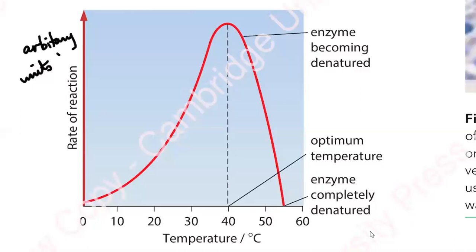Since an enzyme has a tertiary structure, once we give it excess heat, more than what it needs, the tertiary structure is broken down, the bonds are broken down, and therefore the active site gets deformed and it can't function anymore. It can't function and the rate drops, right?